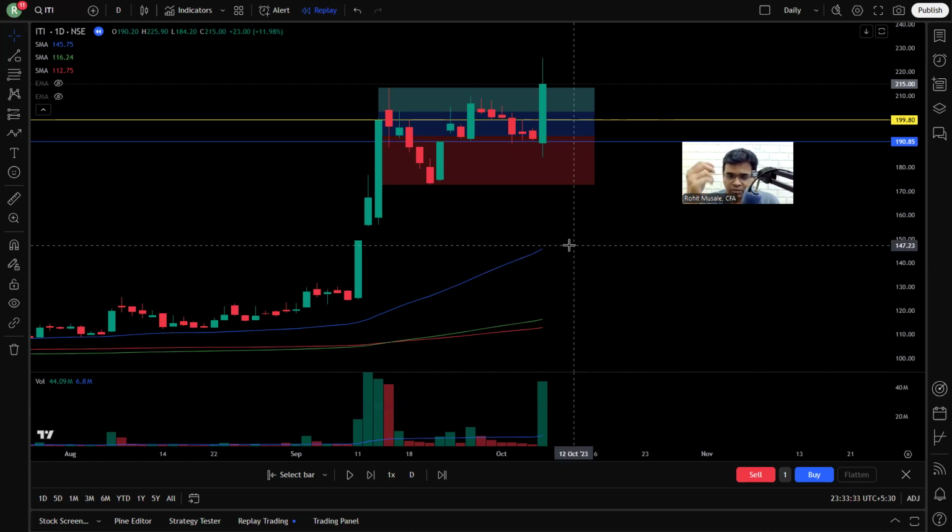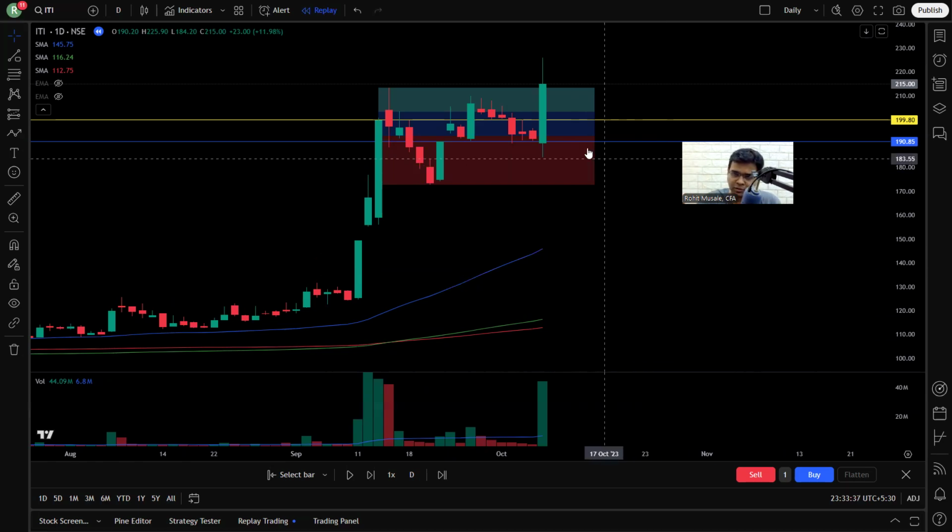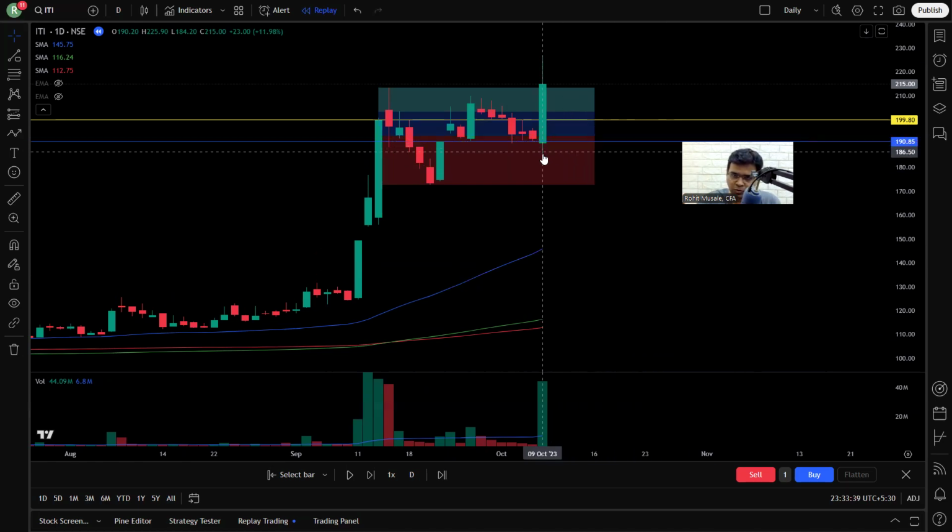How do you compensate for that risk? You look for extraordinarily large volume. So by the time the stock opens here, goes down, touches this, if the volume has already crossed the average daily volume, or twice the average daily volume, we can think of taking a trade, because the risk that we are taking is getting compensated by extraordinarily large volume coming into the stock coupled with price action.